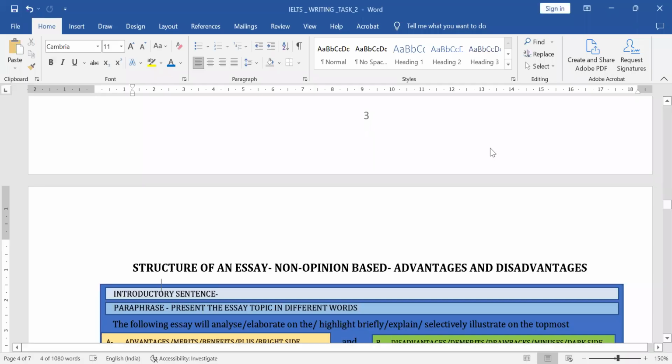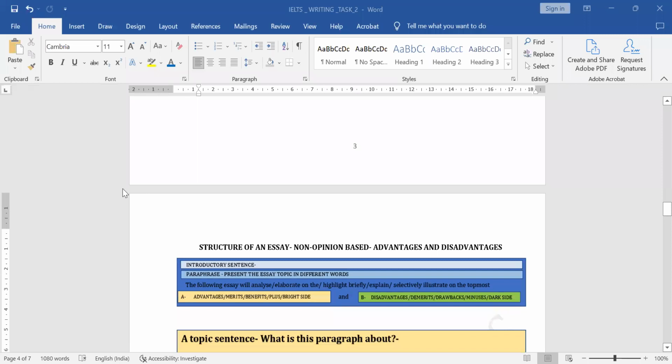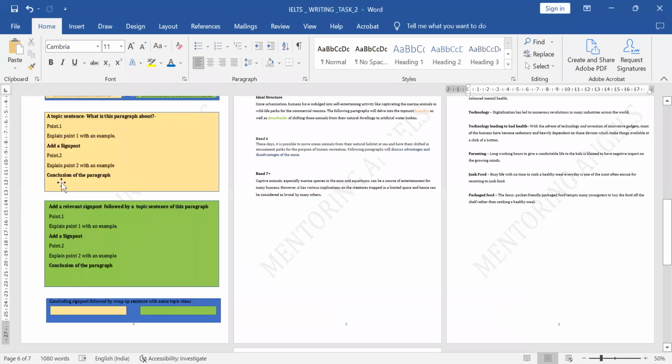Okay, let's look at the structure of an essay, which is non-opinion based, where I have to write both advantages and disadvantages. So as I said, we have to divide this into 4 paragraphs. Okay, so can you look at these?